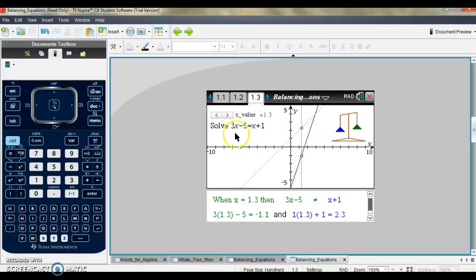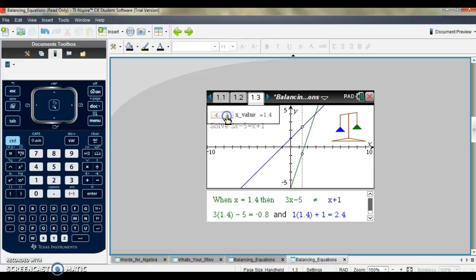So this graph wants me to solve 3x minus 5 equals x plus 1. So right here you can see that my blue line is x plus 1 since it intersects the y-axis at positive 1. And the green line is equal to 3x minus 5 because it intersects the y-axis at negative 5. So in order to solve for x, I want to use these arrows to increase or decrease my x value until the 2 points intersect.